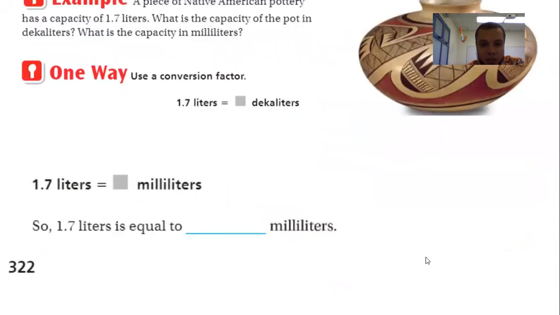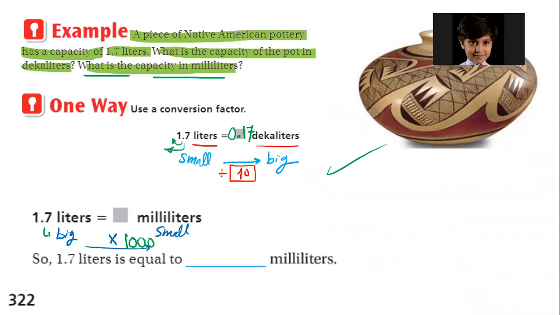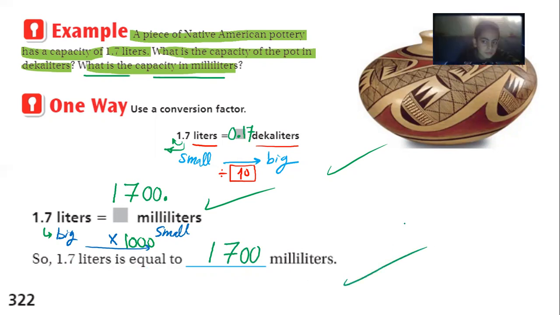So I'm going to multiply here by 1,000. You're right, 1,000. So when you multiply by 1,000, where should you move the decimal point? To the right or to the left? To the right. Excellent. So 1.7, then you put two more zeros, so it will be 1,700, with the decimal point outside here. Good job, my dear student Abdulaziz. So 1.7 liters is equal to 1,700 milliliters.